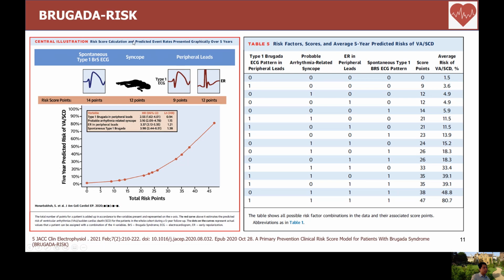So this is a score that's been developed by Professor Lambiase's group from the UK, where they incorporated 4 key characteristics: the presence of type 1 Brugada pattern in the peripheral leads, syncope of arrhythmic origin, early repolarization pattern in the peripheral leads, and also spontaneous type 1 Brugada pattern. And as they demonstrated, as the risk points increase, the 5-year predicted risk of arrhythmic events or sudden death events increases. But really the problem is, what do you do with these low risk score patients? Do they want an ICD or do they need an ICD?